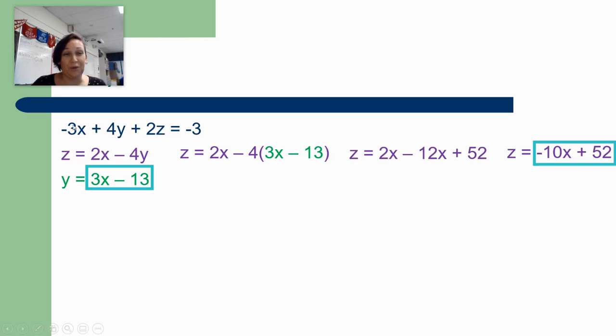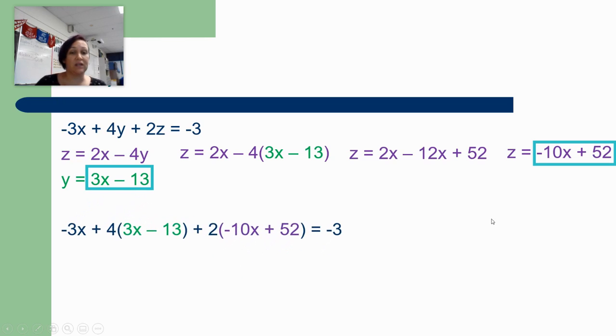So in our top blue equation, we have the letter x here. I'm going to substitute where the y is with this 3x minus 13. So it won't be a y anymore. Now it'll be an x. And I'm going to substitute where the z is with this -10x plus 52. So instead of a z, that one will also be an x. And what that gives me, again, is one equation that only has one type of variable in it. The only variable in this equation is the letter x.